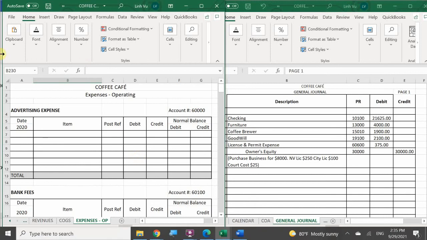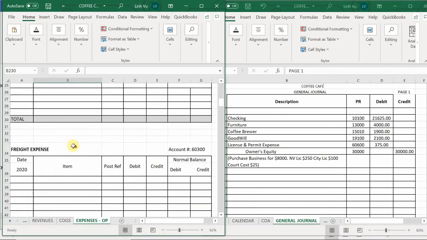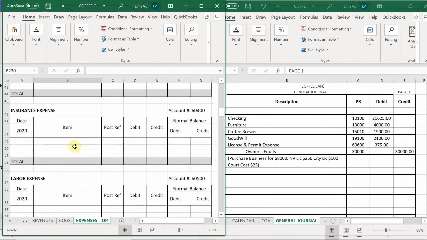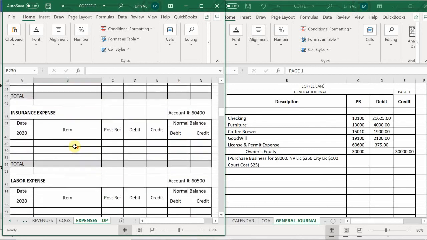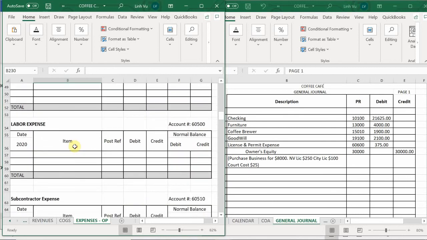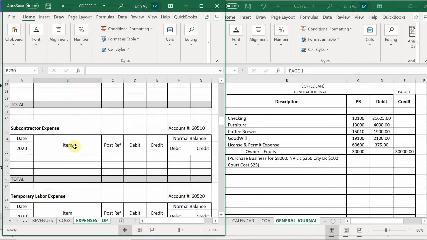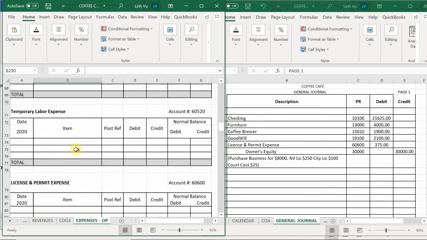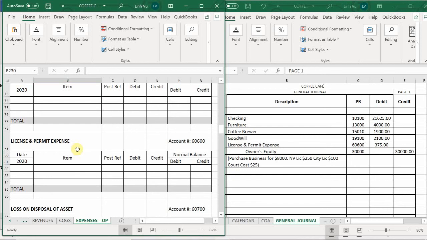So once again, let's locate my license and permit expenses. I have advertising, I have bank fees, I have all of the insurance expense. You separate the ledger into all the different accounts. I have labor expense. Boom. Here's my license and permit expense. In this case, it is the 4th. Now this is where you can also put in information: what did your license and permit expense include?